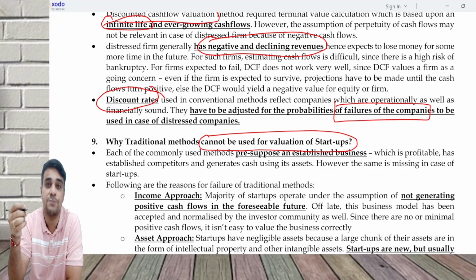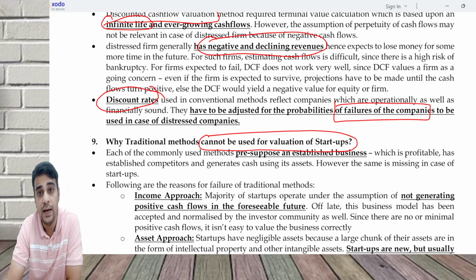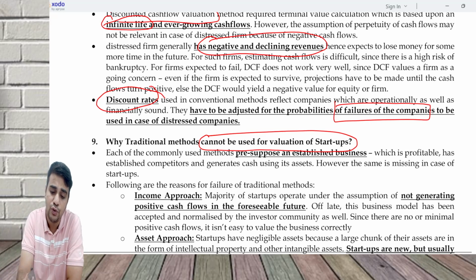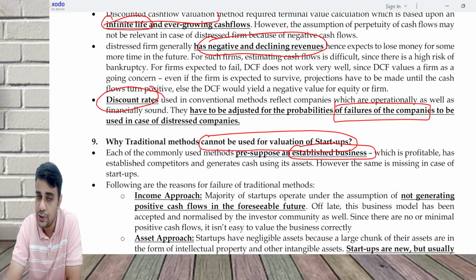In fact, it has a cash burn. What is a cash burn? It is burning cash every month. There is a cash burn which is happening. Normally you assume that there is going to be an established business. When you have an established business, you can do a valuation using your traditional methods.